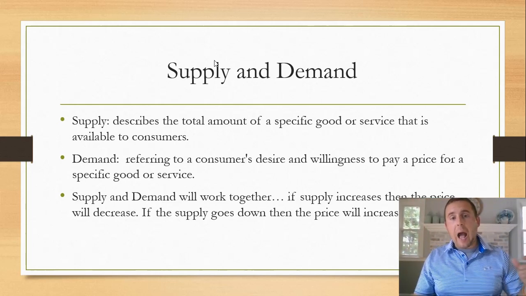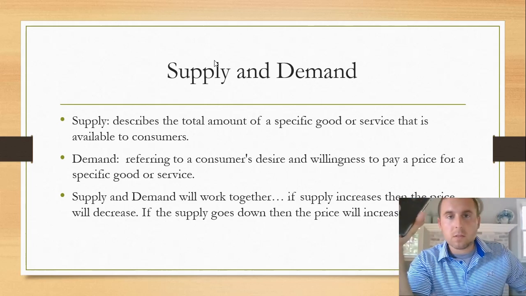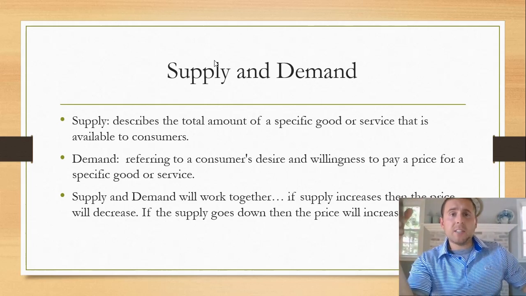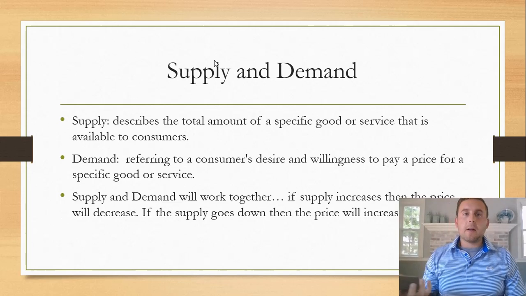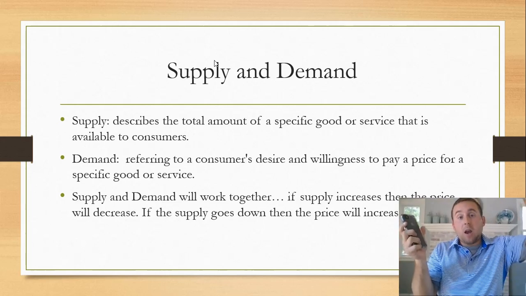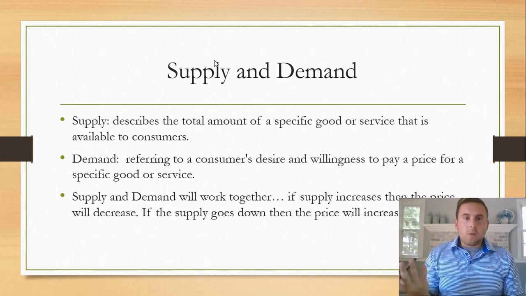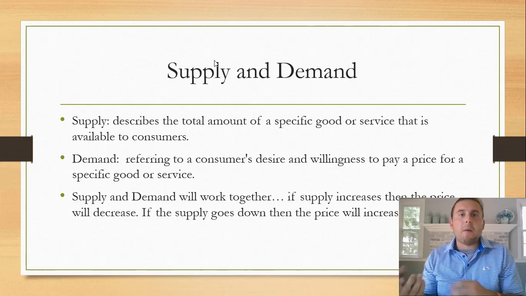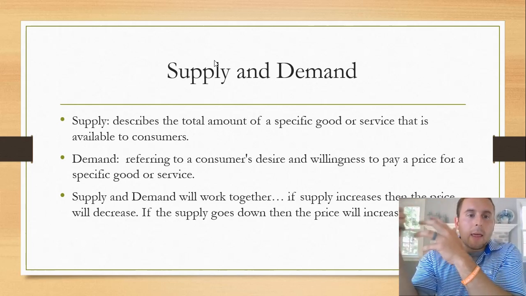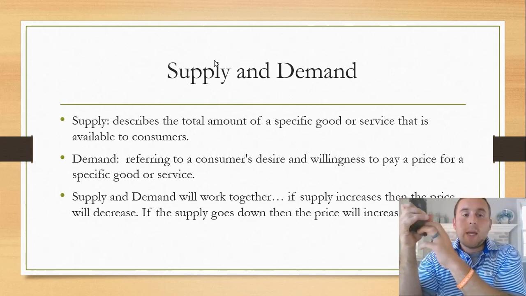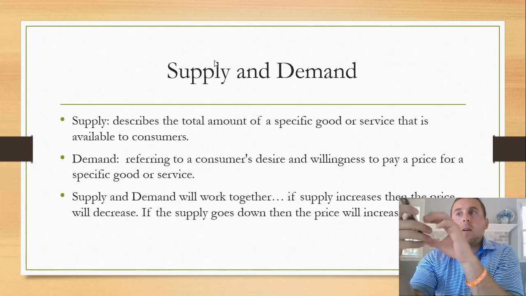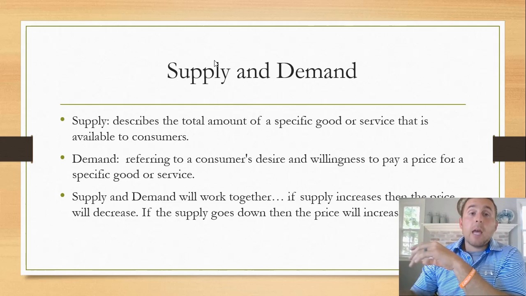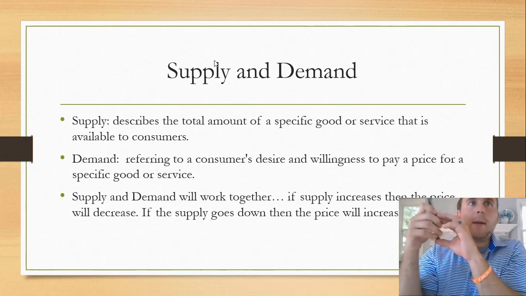And if supply increases, if we have a ton of iPhones, then the prices usually will decrease. So if we have a million iPhones, the prices are going to come down, because we have a lot of them. If we have a billion iPhones, not everyone's going to buy an iPhone. So we have too many iPhones, and we're going to have to lower the price in order for people to buy this iPhone.